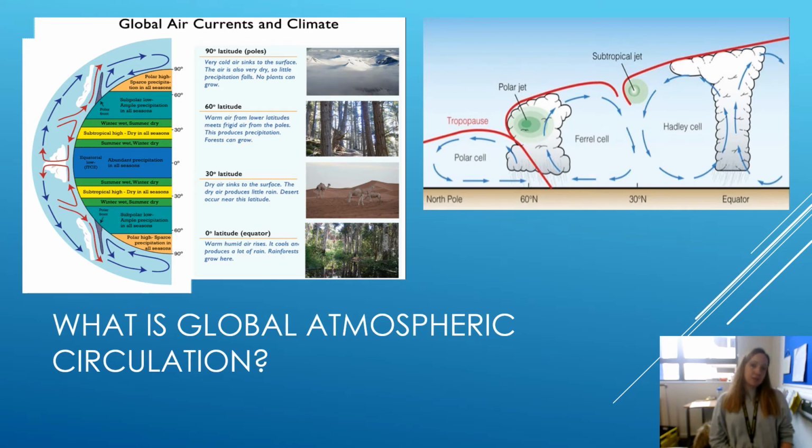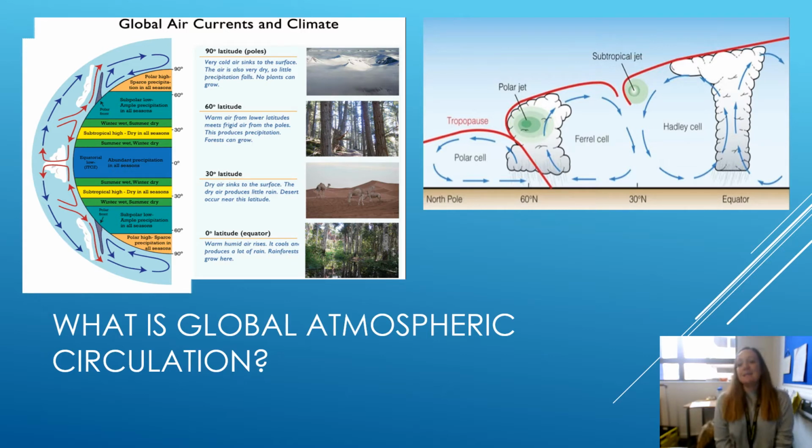So, if you look at the images on the screen, basically you've got a picture of the world chopped in half, and the equator is obviously at 0 degrees, and then the 2 poles at 90 degrees. So 0 degrees is the equator, 30 degrees north and south, 60 degrees north and south, and then 90 degrees at the North Pole and the South Pole.